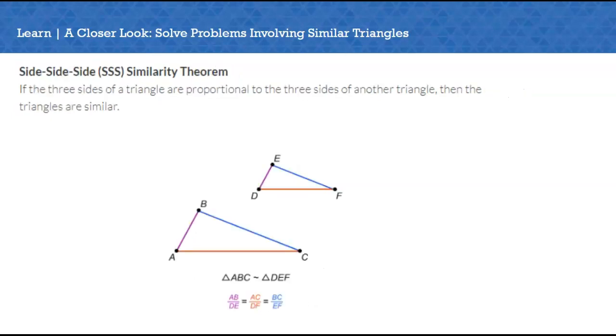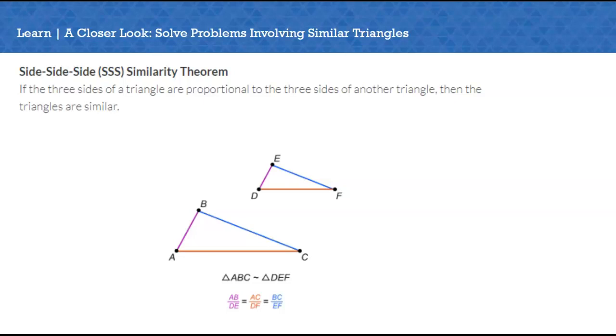We're also going to use the side-side-side similarity theorem. That says if three sides of a triangle are proportional to three sides of another triangle, then the triangles are similar. Notice that this is a theorem, or a theory, or a thought. I think if these are proportional, then they will be similar. Let's see if they're proportional, which means that we need to find out if they're proportional.